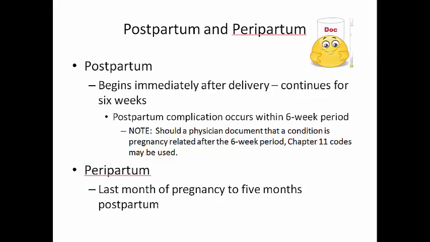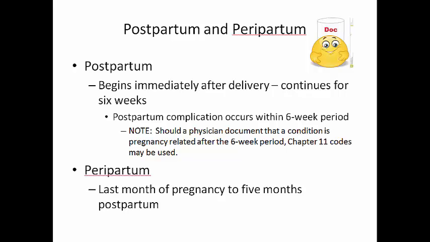Okay, the postpartum period begins immediately after delivery and continues for 6 weeks after delivery. A postpartum complication is a complication that occurs within the 6-week period. Chapter 11 codes may be used to describe a pregnancy-related complication that occurs after the 6-week period should the provider document that condition is pregnancy-related. And peripartum is defined as the last month of pregnancy up to 5 months.